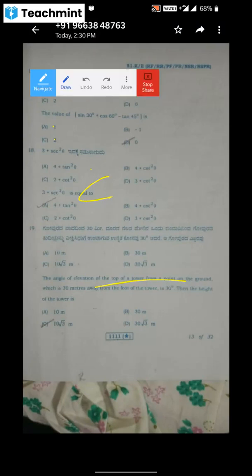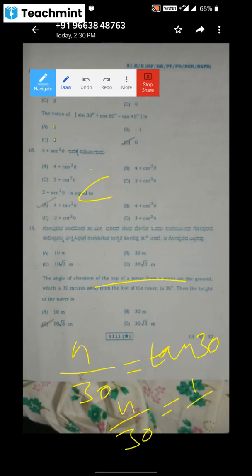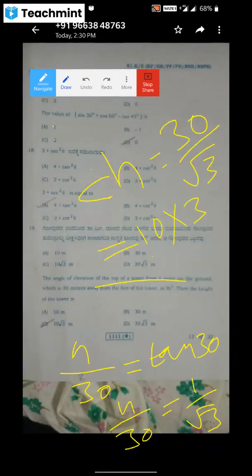Option C. So here I will try to explain. h divided by 30 is equal to what? Tan 30 degrees, that is h divided by 30 is equal to 1 by root 3. So h is equal to 30 divided by root 3, that is equal to 10 into 3 divided by root 3, that is equal to 10 into root 3 into root 3 becomes root 9.